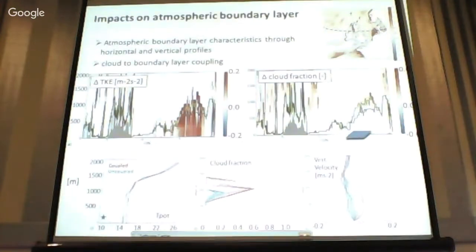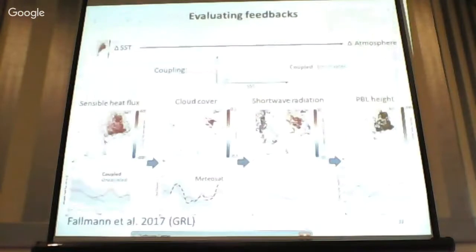So essentially, we've heated the surface, we've increased the boundary layer. You can see here the vertical velocities of the boundary layer, uncoupled in blue and coupled in red. So we've increased the boundary layer height, and we've forced these clouds. Then we can look at a bunch of different metrics, and you can find out more about this case in a GRL paper by Jochen Fallmann.